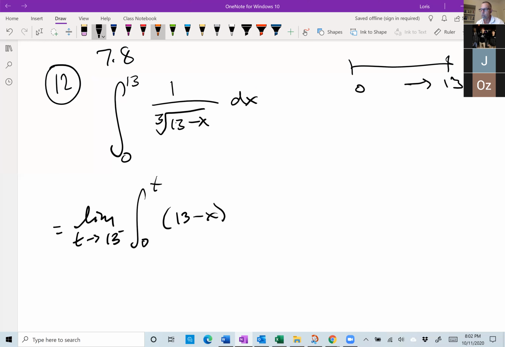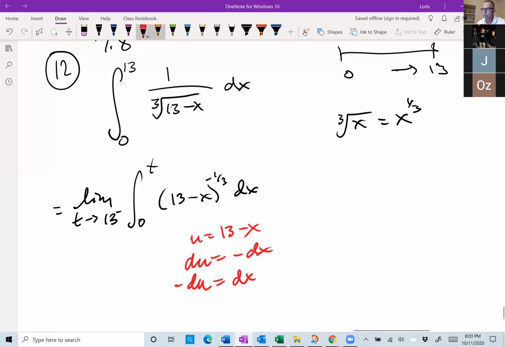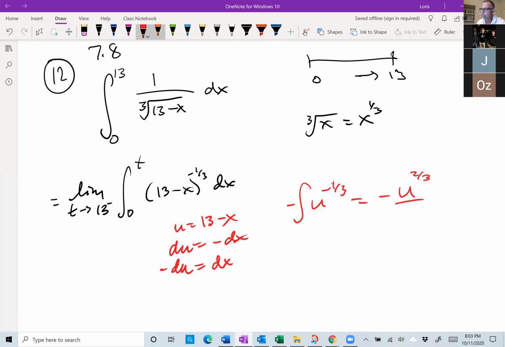All right, so you can use u substitution here. So u equals 13 minus x. du is negative dx, so negative du is dx. So I'm going to change this to u. It's going to be negative u to the negative 1/3 power. And then add 1, you get 2/3, divided by 2/3, so you get negative 3/2 u to the 2/3 power.